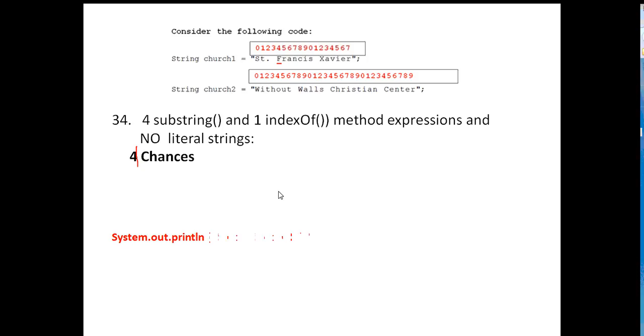Let's see if that's what I used. Yep. Church 1, index of, capital F. It looks for the capital F in church 1, produces a 4. That's that. So there's our one index of. All that means all the rest are going to be substrings. And there's going to be no literal strings.